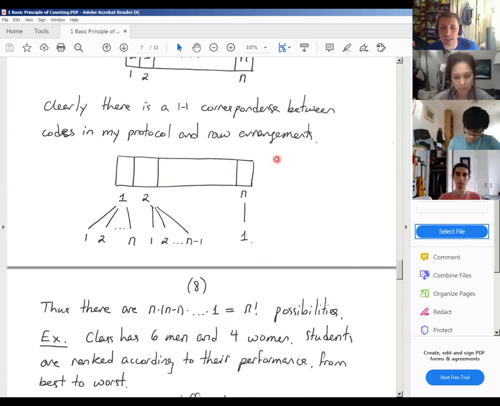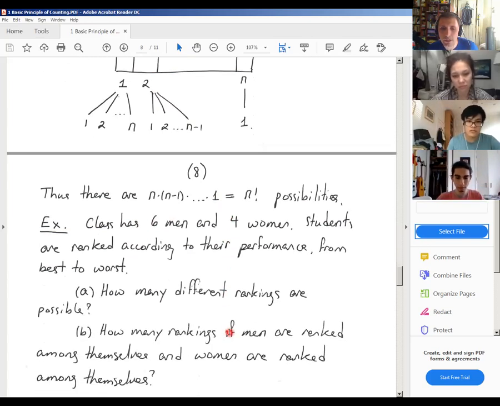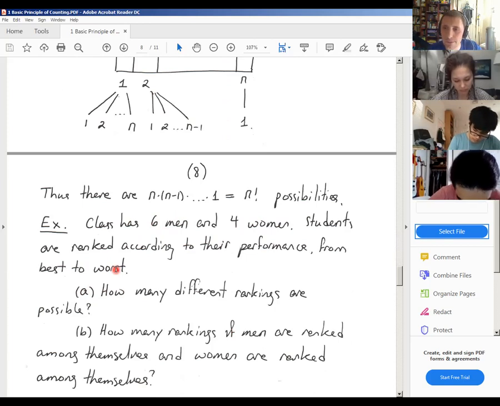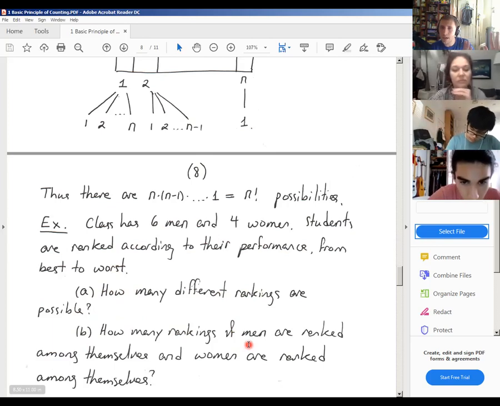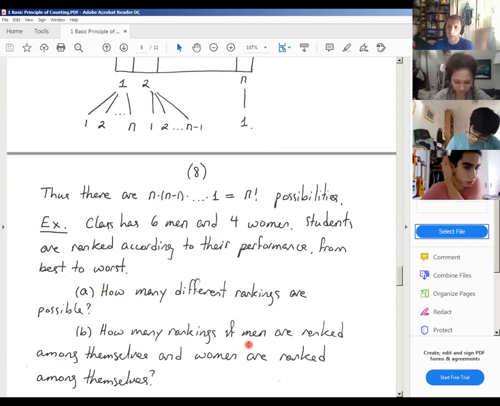So here is the next question, if you are with me. It's with numbers, and it has two parts, and I want you to construct a protocol. We have a class, and the class has 6 men and 4 women. In this class, the students will be ranked according to their performance. The first part of the question is how many different rankings are possible? That's for all the students together. And part B is how many rankings if the men are ranked as a separate category from women? So the best men and best women are not comparable, in how good they are.